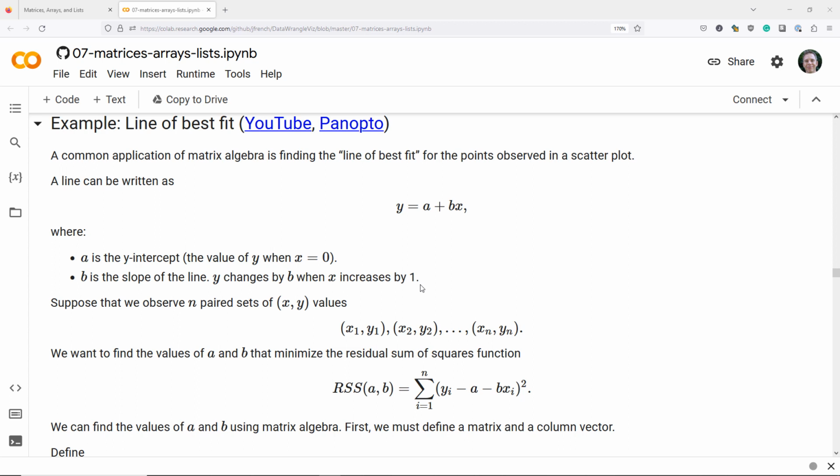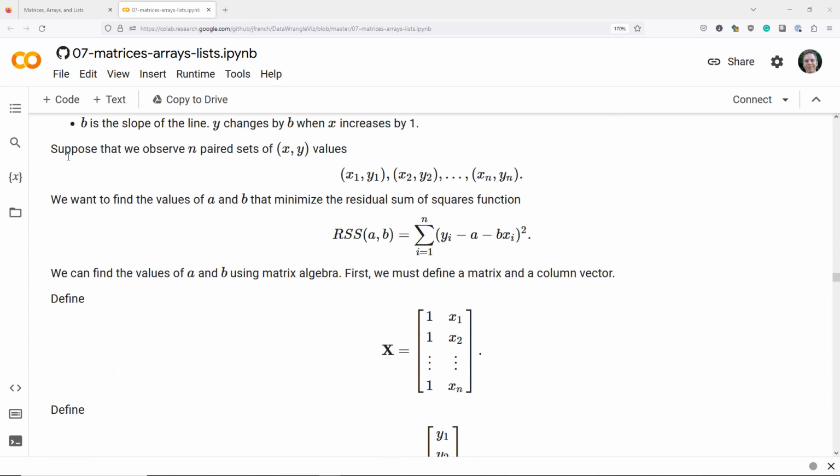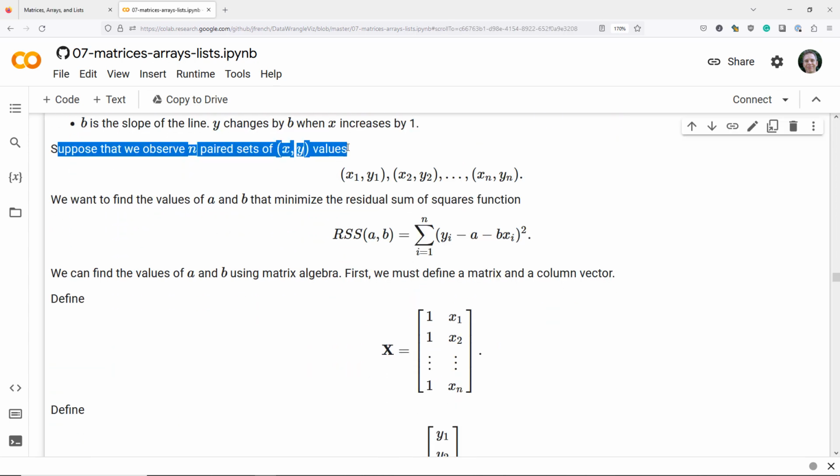And what we want to do is estimate the line that best approximates a set of points. So let's suppose that we observe n pairs of x, y values. So we have these n pairs x1, y1, x2, y2, up to xn, yn. And we want to find the values of a and b that minimize something called the residual sum of squares.